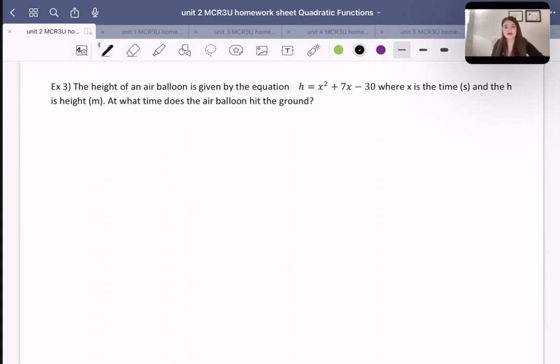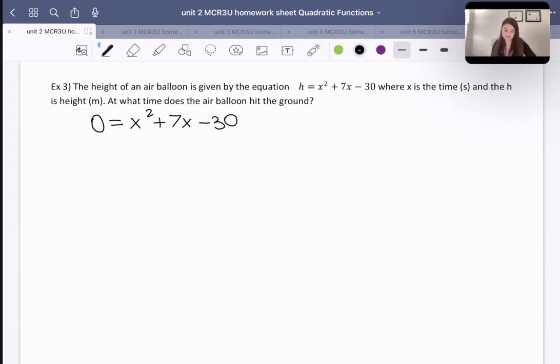Well, let's think about that. What are they really asking us? If they want to know what time does the hot air balloon hit the ground, what they want to know is what time, right? What value for x is the height going to be 0, right? Because if we have a hot air balloon, and it goes up and then it hits the ground, when it hits the ground, the height is then 0, right? So what they're really saying is solve this equation. Solve for x, right? Solve what is the time in seconds when h is 0, when the height is 0, when that hot air balloon hits the ground.